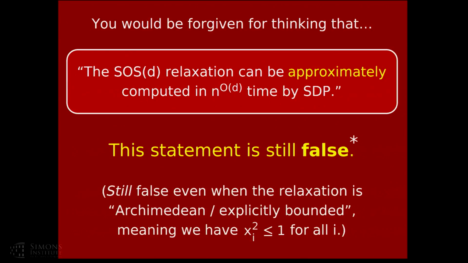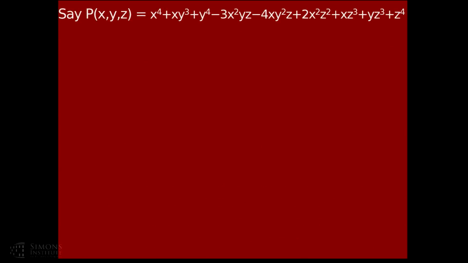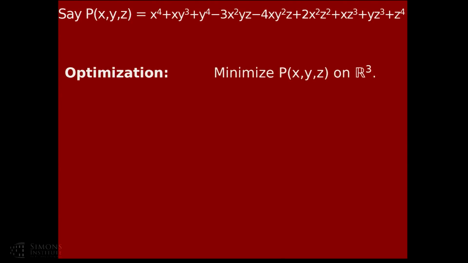Right, so let me give you an example. Since I won't fully define SOS, I'll just illustrate with an example. Here's an explicit polynomial of degree 4 over 3 variables. You should think really of n variables in degree 4, but I only had room for 3. And let's just imagine the optimization problem is completely unconstrained. Let's just minimize this on R^3.